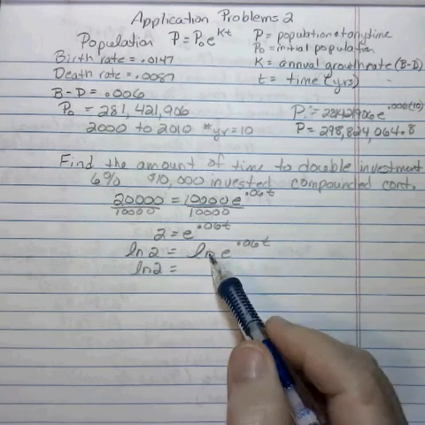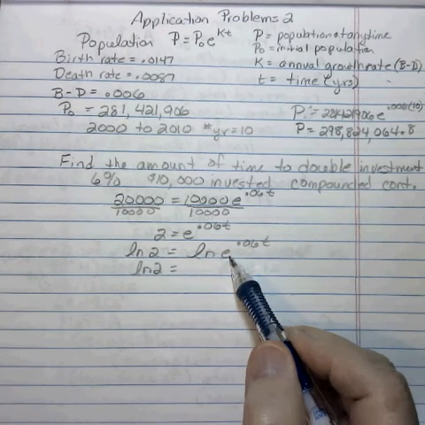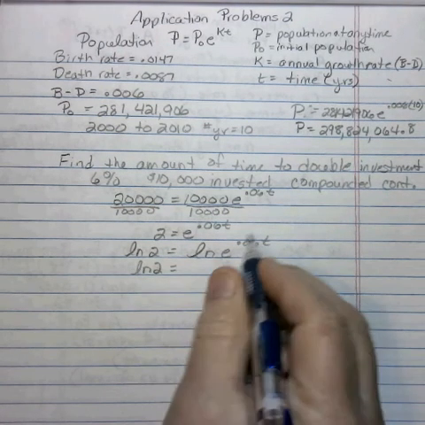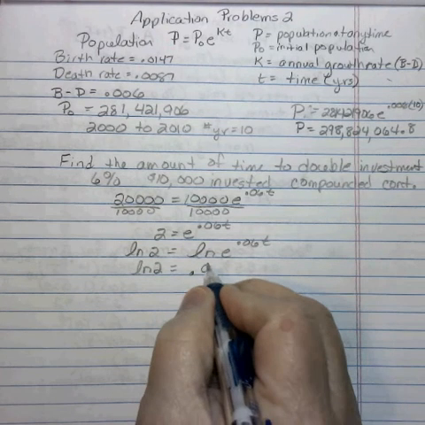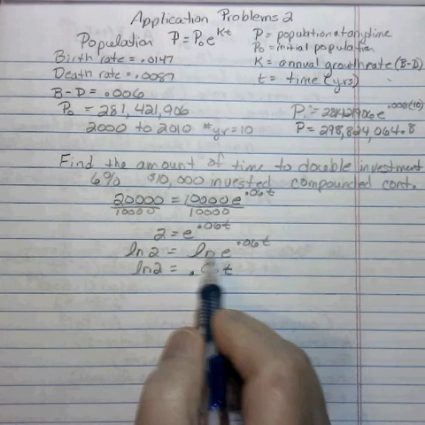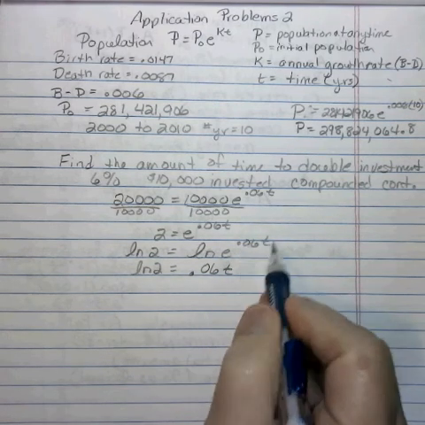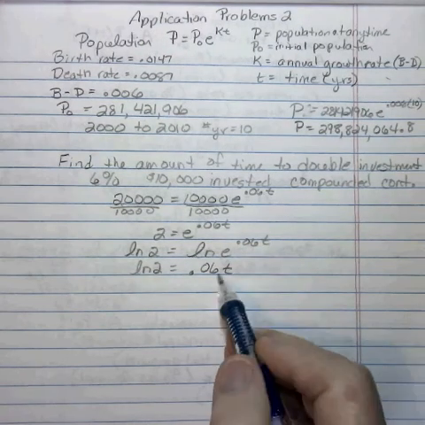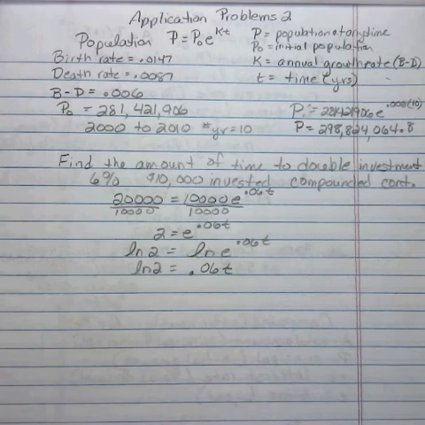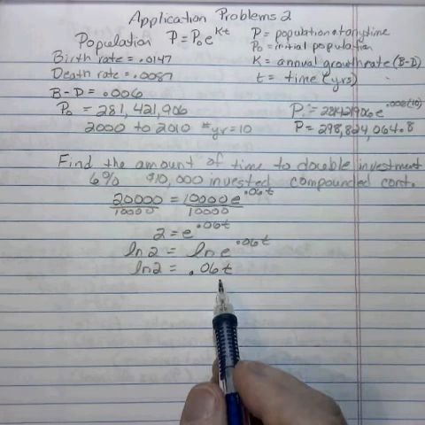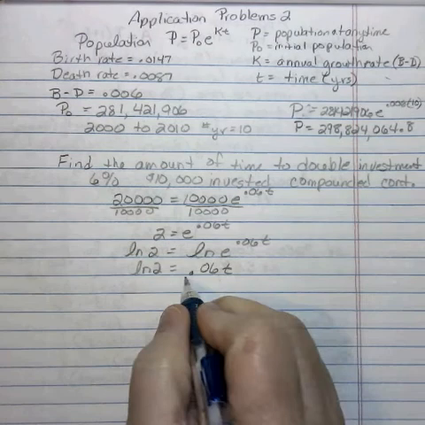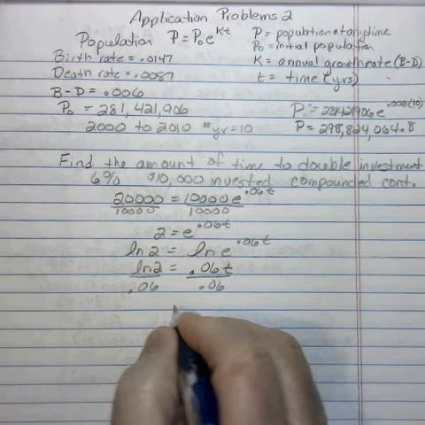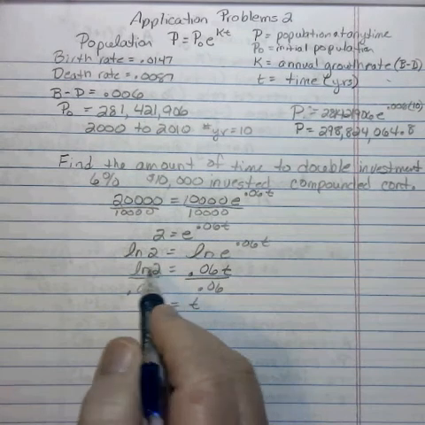But on the right-hand side, because we have the natural log of E to some exponent, this will evaluate to be whatever that exponent is. So that is 0.06 t. The natural log of E will evaluate to be whatever that power is. And so that's how we get that exponent out of the top so that we can finish working that problem. And so now we divide each side by 0.06. And so the time will be the result of that.